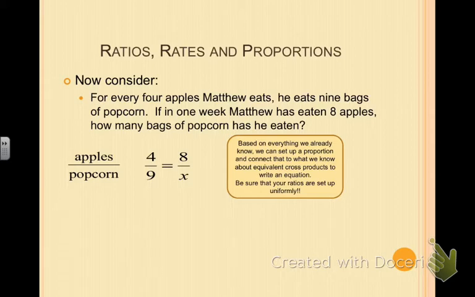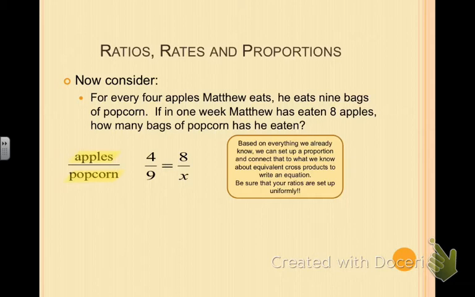It tells us that for every 4 apples he eats 9 bags of popcorn. We can write this as a rate of 4/9. Notice that my apples are on top of my fraction and that the popcorn is on the bottom. This means that when I write my second fraction, I have to have apples on top and popcorn on the bottom. Therefore, since we also know that Matthew has eaten 8 apples, that will be the numerator of the second fraction. Since we don't know how many bags of popcorn he has eaten, we will put an x in the denominator of the second fraction.